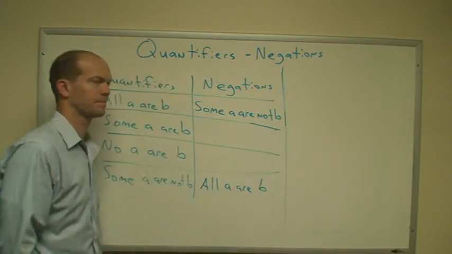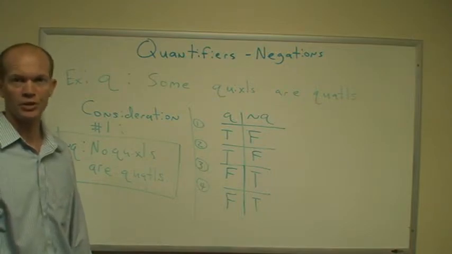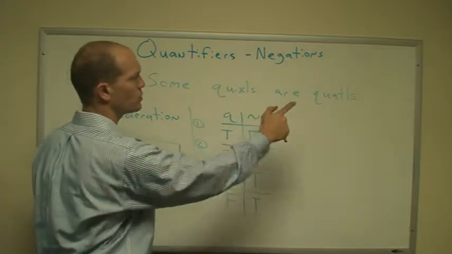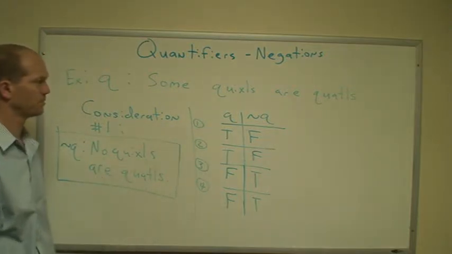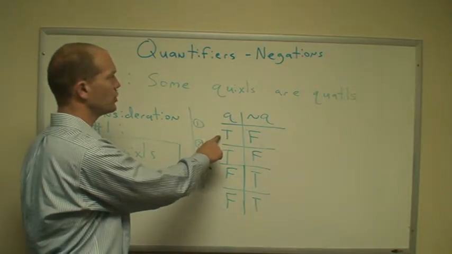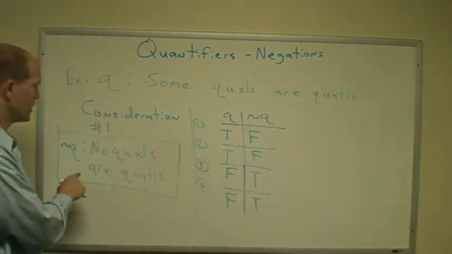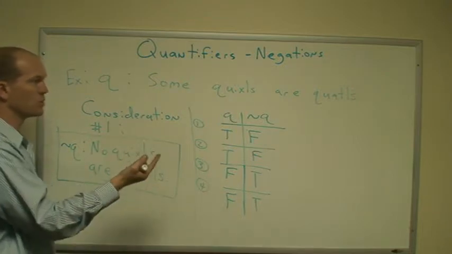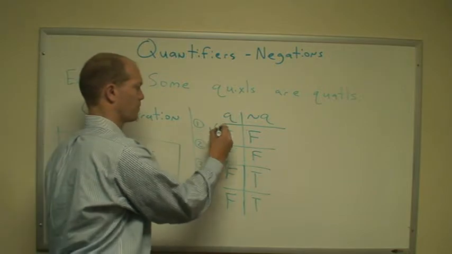Next, let's consider "some A are B." To do that, again, we'll look at an example. In our example, let's consider Q to be "some quixels are quaddles." As a first consideration, let's try out "no quixels are quaddles." Our first case to consider: we're going to say that Q is true, that is, some quixels are indeed quaddles. If some quixels are quaddles, we want to determine whether this makes our first consideration false. If some quixels are quaddles, it will be false that no quixels are quaddles. That looks good.